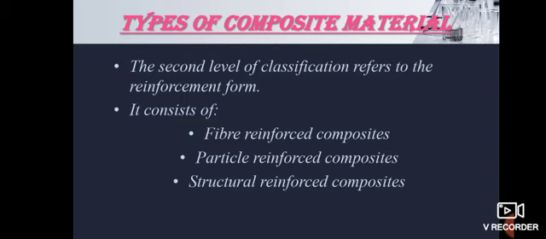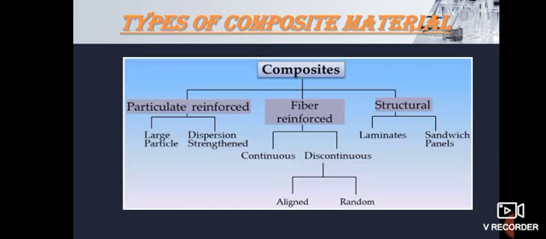The second category of classification of composite material is on the basis of reinforcement form. The second level of classification refers to the reinforcement form. It consists of fiber reinforced composites, particle reinforced composites, and structural reinforced composites. Here is the flow chart of composite material on the basis of reinforcement.